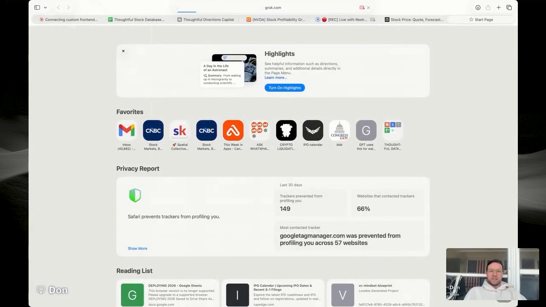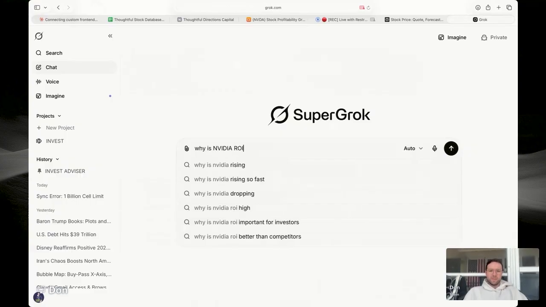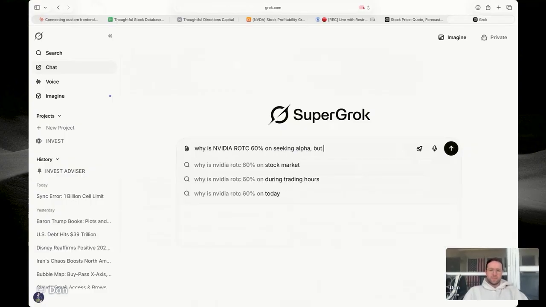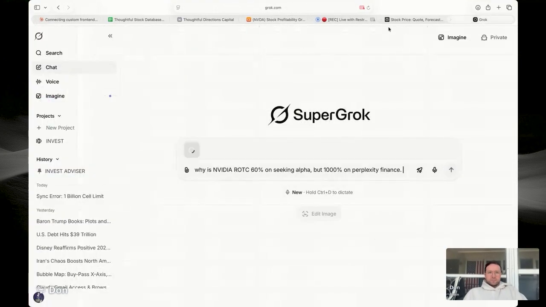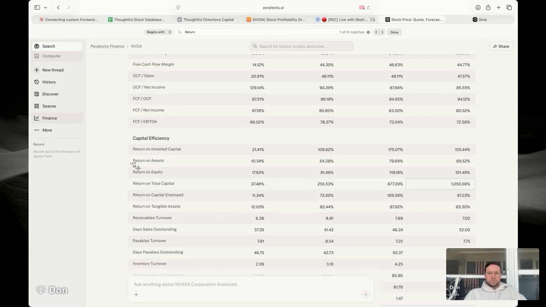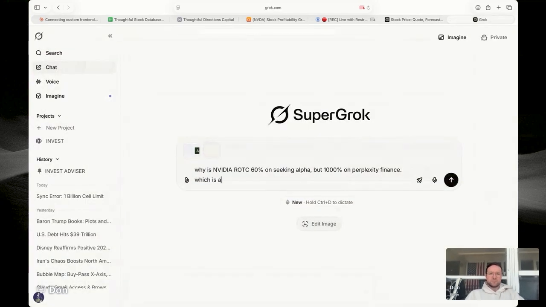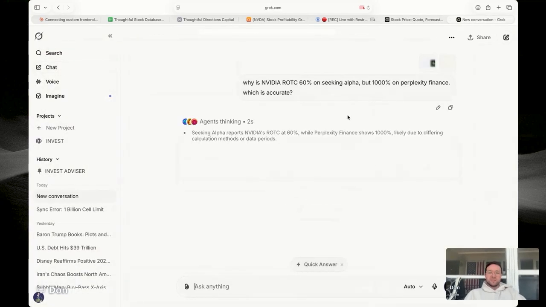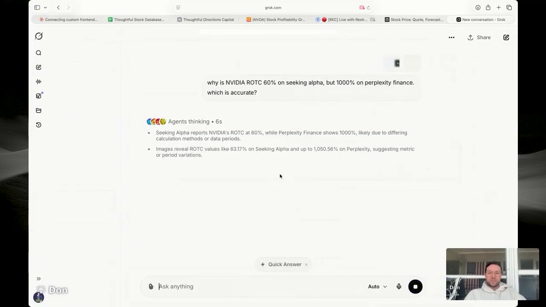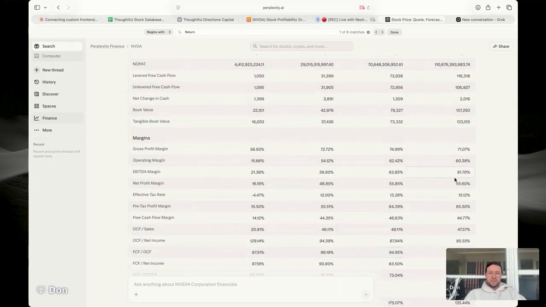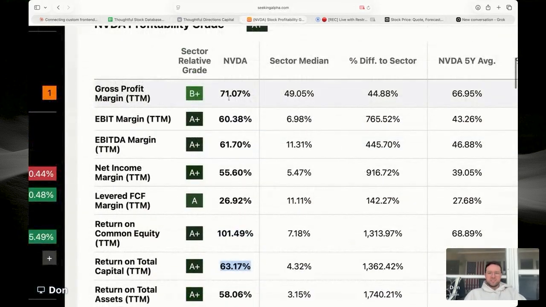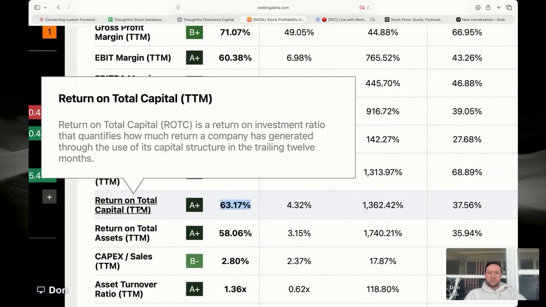So now we go to Grok. Either one of these are so good it doesn't even matter, but let's be sure. Net profit margins 55% both, 70% both. So something's weird on this return on total capital. Maybe they're calculating it differently.